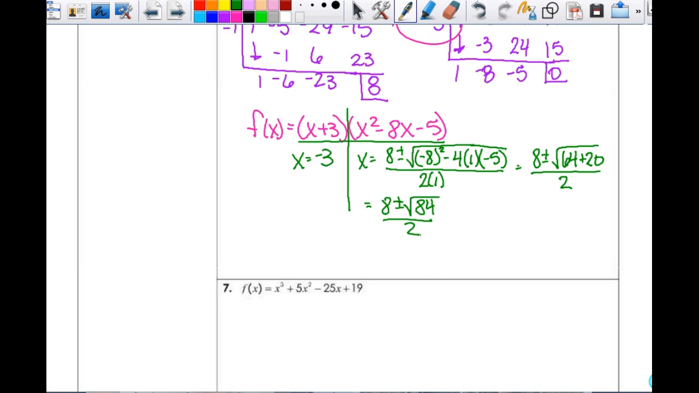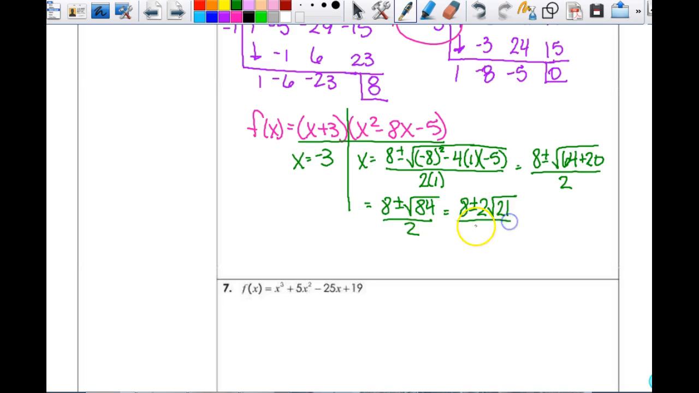Can I go ahead and reduce the 8 and the 2? No. What about the 8 and the 84? What about the 2 and the 84? No. Okay. So maybe I can't reduce it at all. I need to see if I can simplify this. Well, it's an even number, so is it divisible by 4? Yes, it is. So if it's divisible by 4, what gets to come out? A 2. So I can make this into 8 plus or minus 2 times the square root. All right, what's 84 divided by 4?